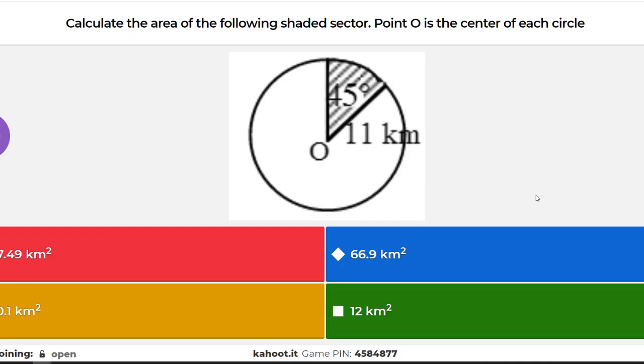All right. Calculate area of the sector. Sector area. Area de sector.